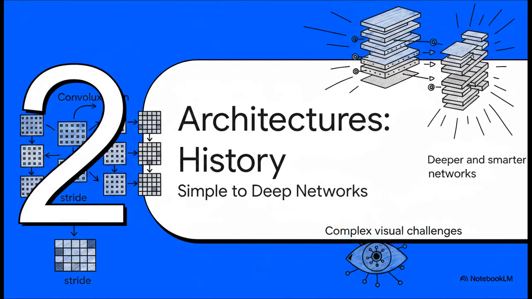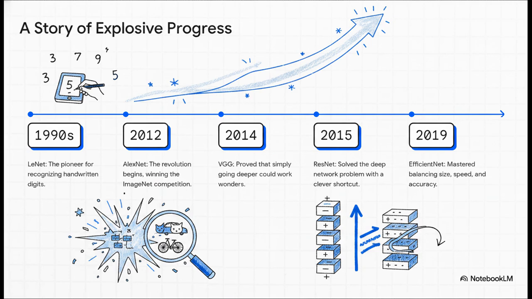So, with these basic building blocks in their toolbox, the convolution, the filter, the stride, researchers basically kicked off a race to build bigger, deeper, and way smarter networks that could tackle some seriously complex visual challenges. And this timeline tells an amazing story of just explosive progress. I mean, it started small back in the 90s with LeNet, which was just proving the concept on handwritten numbers. But the real big bang was in 2012 with AlexNet. It didn't just win a competition, it absolutely crushed it and kicked off the entire modern deep learning era.